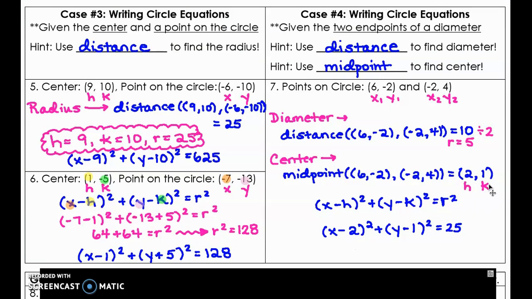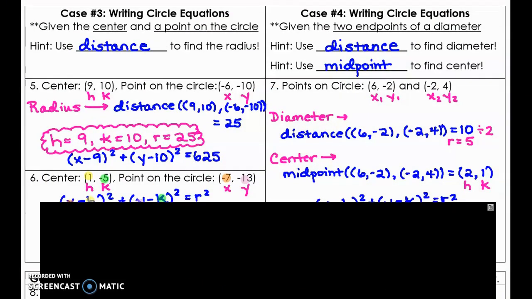We have everything to plug into the standard form of an equation. h is going to be this 2, k is going to be 1, and our r was 5, so r squared is 25. So our equation comes out to be the quantity x minus 2 squared plus the quantity y minus 1 squared equals 25.